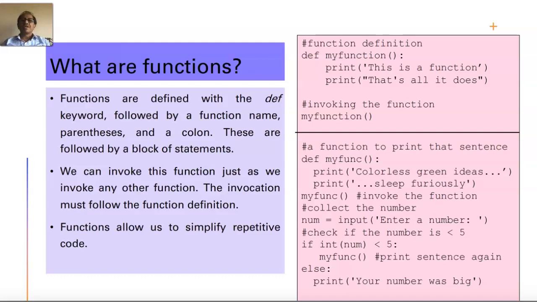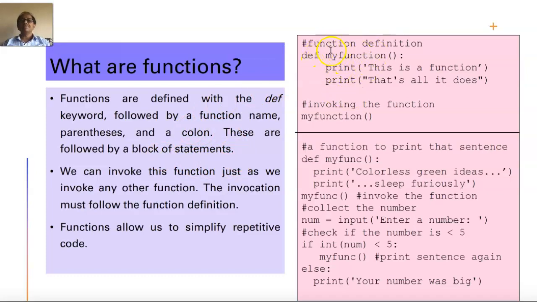How are we going to define a function? Functions are defined with the keyword def, followed by a function name, and after the function name we use parentheses followed by a colon. This is the syntax of a function. And after the colon, as we did for if control and while control, with a tab we write a block of statements. Let's look at an example here.